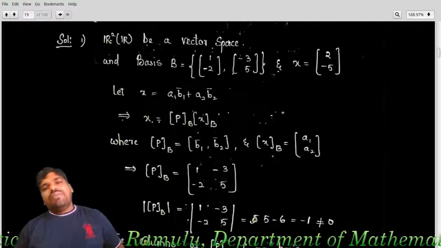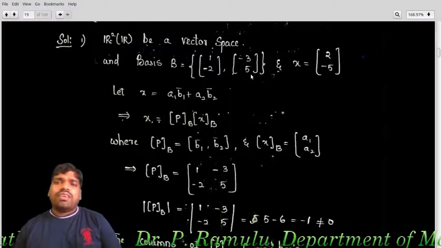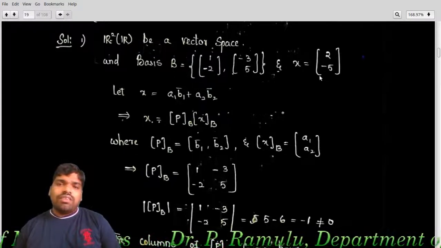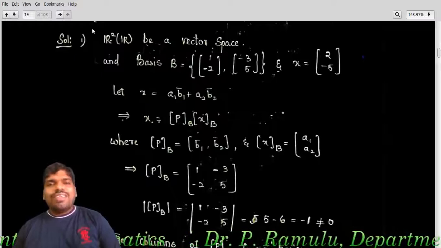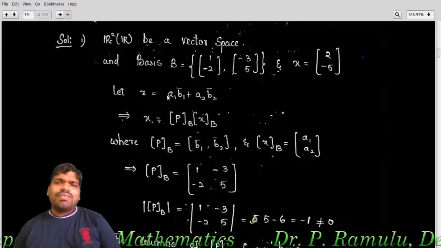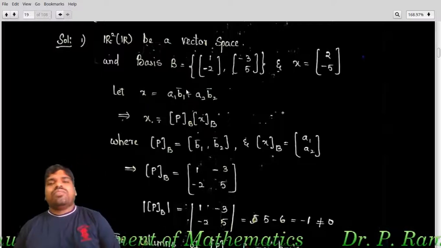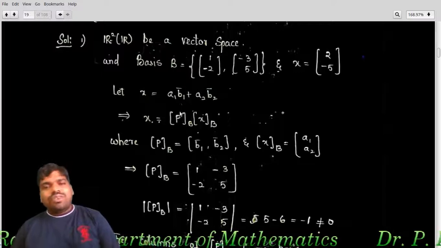Let R² be a vector space with basis B = {(1, -2), (-3, 5)} and x = (2, -5). We already know that for each vector in R², we can write x = a1 b1 + a2 b2. Here, in place of a1, a2, I am taking c1, c2. Which implies x = P_B [x]_B.